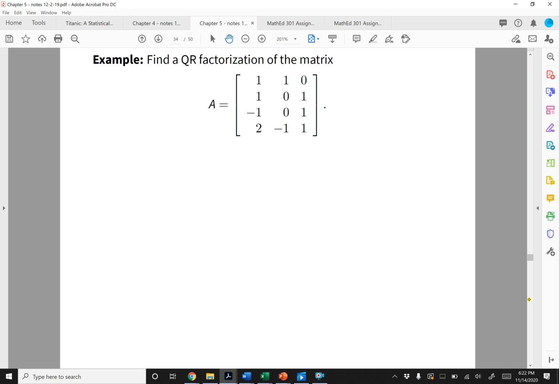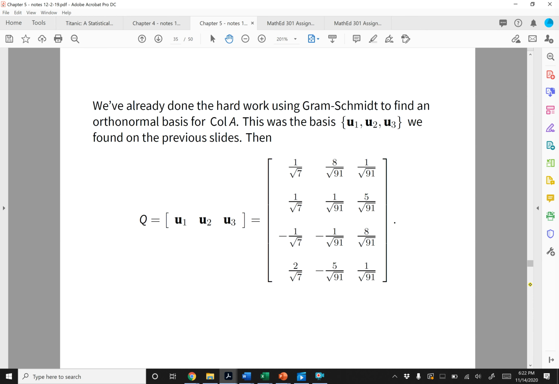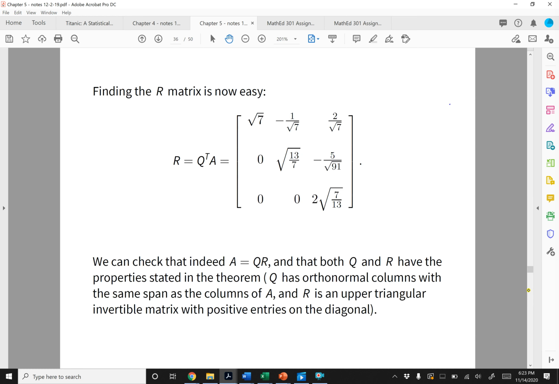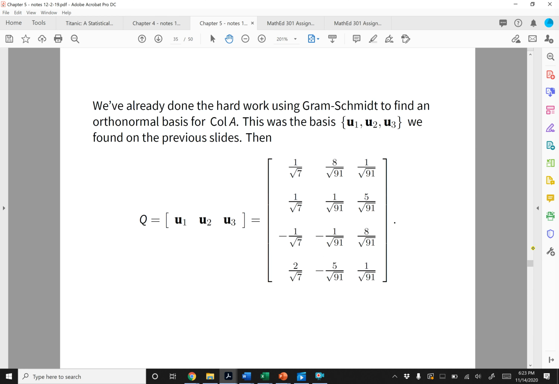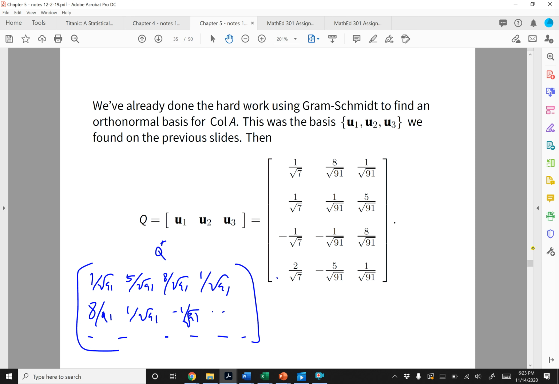Okay, so find the QR factorization of the matrix. These are the same three vectors we were dealing with before when we were practicing the Gram-Schmidt orthogonalization. So we can just go back, and Q will be those columns that we found before, orthogonalized and normalized. So there's Q, and now to find R, we take Q transpose times A. So we would transpose this: 1 over the square root of 91, 5 over the square root of 91, 8 over the square root of 91, 1 over the square root of 91, etc. This is Q transpose, and we're going to multiply it by A.